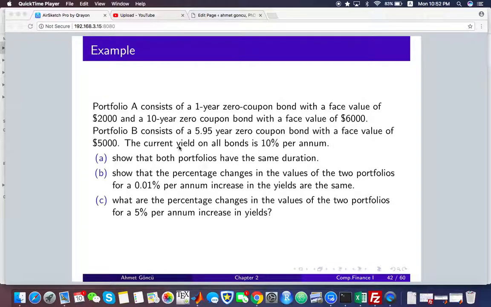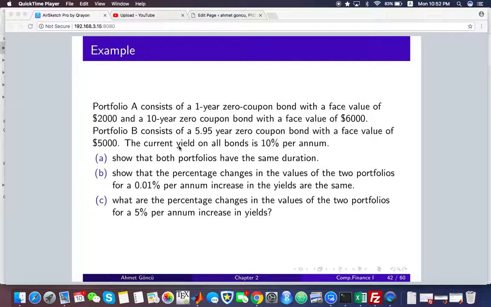Now let's quickly look at a simple example. Suppose we have two bond portfolios, portfolio A and portfolio B. In portfolio A, we have a 1-year zero coupon bond with a face value of $2,000 and a 10-year zero coupon bond with a face value of $6,000. On the other hand, in portfolio B, we have a 5.95-year zero coupon bond with a face value of $5,000. And we are given that the current yield on all bonds is 10% per year.